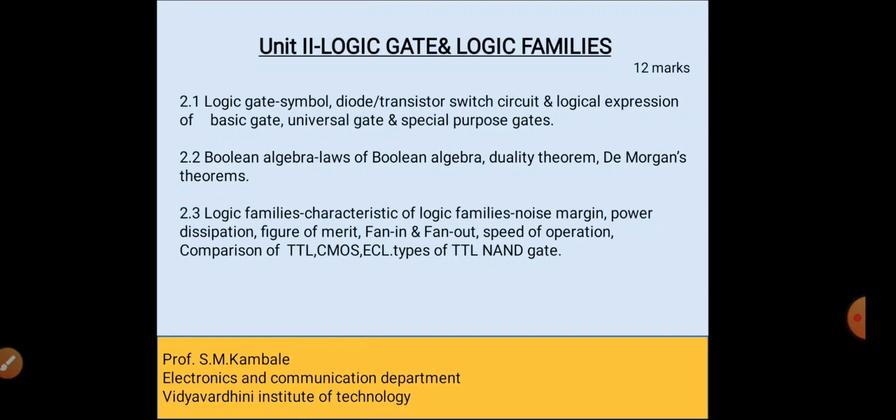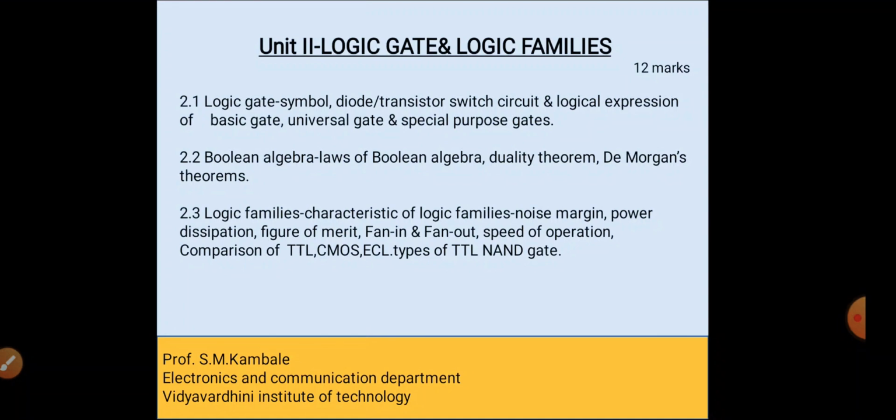This means logic gates are classified into 3 types. One is basic gate, second is universal gate, third is special purpose gate. Again, basic gate is classified into 3 types: one is AND, second is OR, third is NOT. Universal gate is classified into 2 types: one is NAND and second is NOR. Third, special purpose gate is also classified into 2 types: one is XOR, second is XNOR.